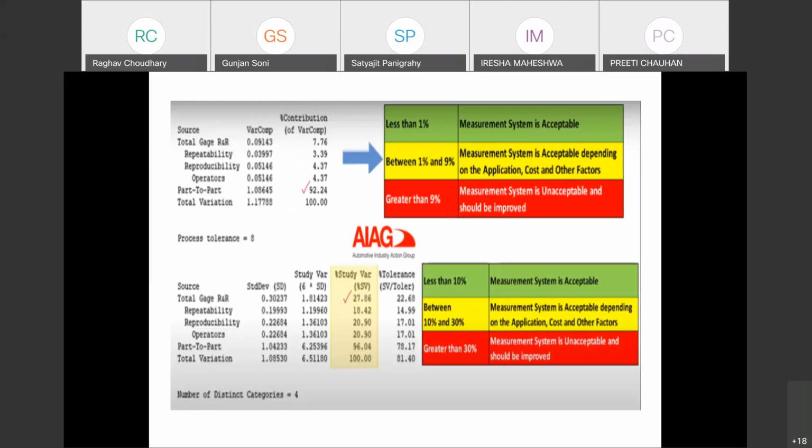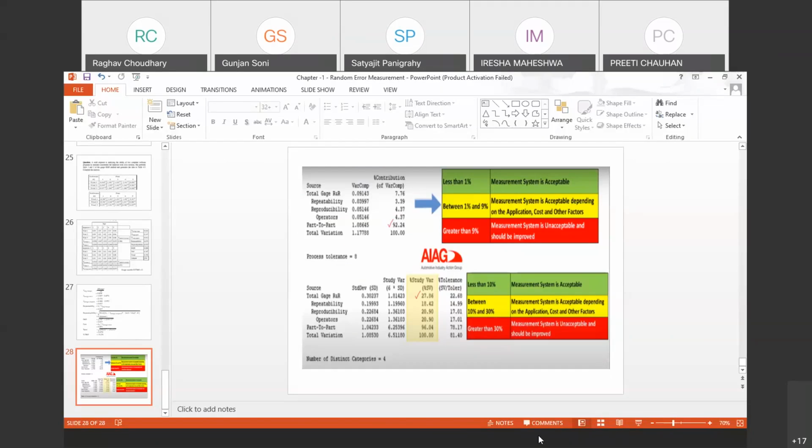Now you can see over here, I'll talk about this output when we solve it in Minitab. So I'm showing you an output of Minitab software. You can see that I have fed all the values over here.